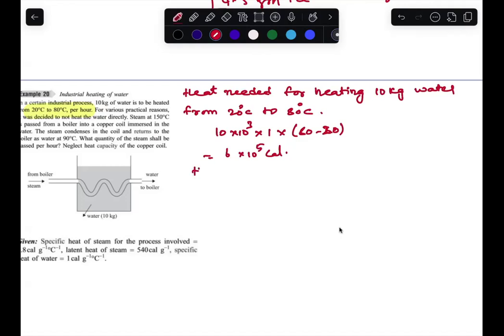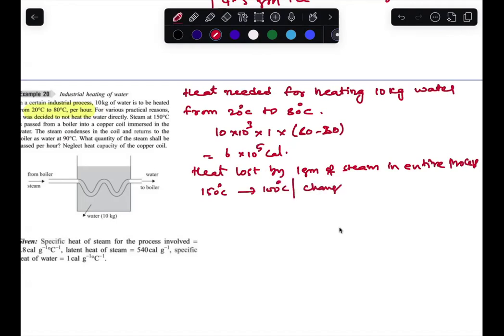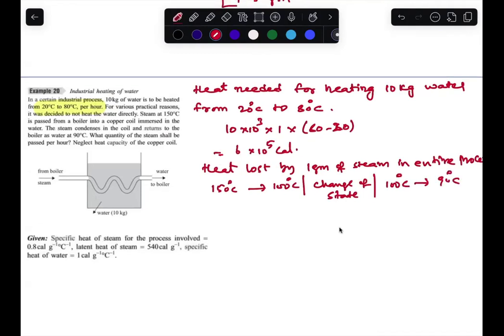So heat lost by 1 gram of steam in the entire process. Can you please recall, the entire 150 degrees centigrade to 100 degrees centigrade, change of state, and again 100 degrees centigrade to 90 degrees centigrade. 3 stages are involved.